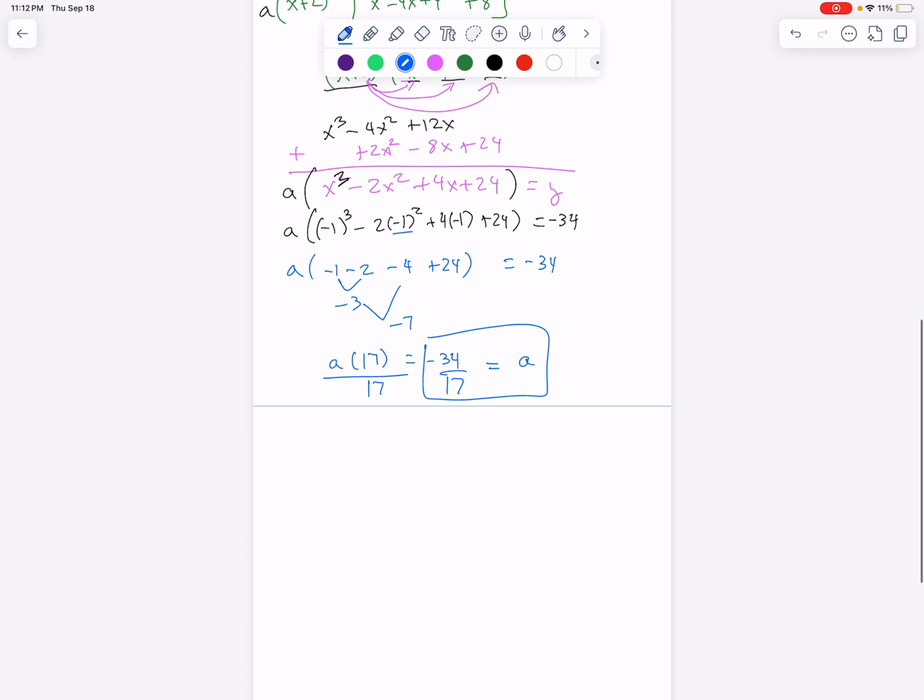So the final answer is going to be y, or f of x, equals -34 over 17 times x cubed minus 2x squared plus 4x plus 24. It's the same thing as what you did before, just at the very end, you need to take the point and substitute it back in. So hopefully that makes sense. Let me know if it doesn't, and we'll talk about this soon.